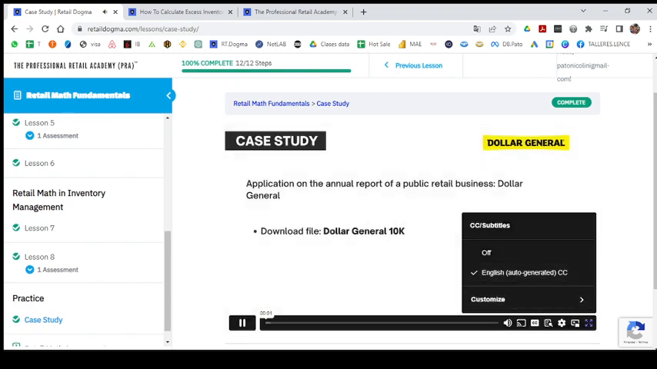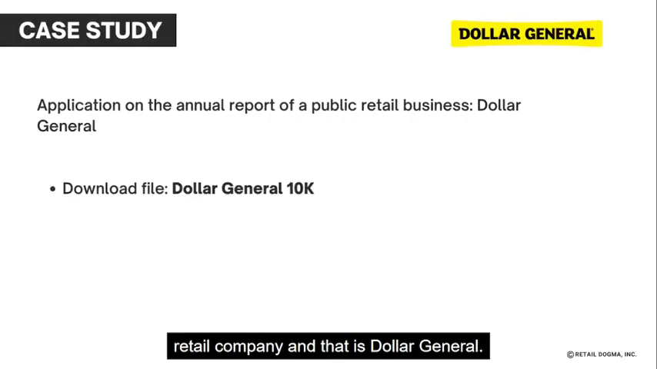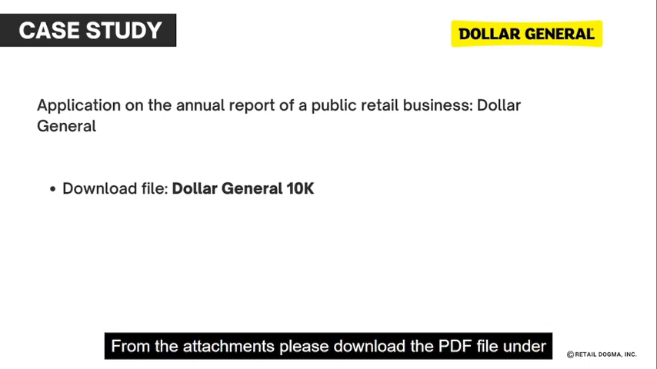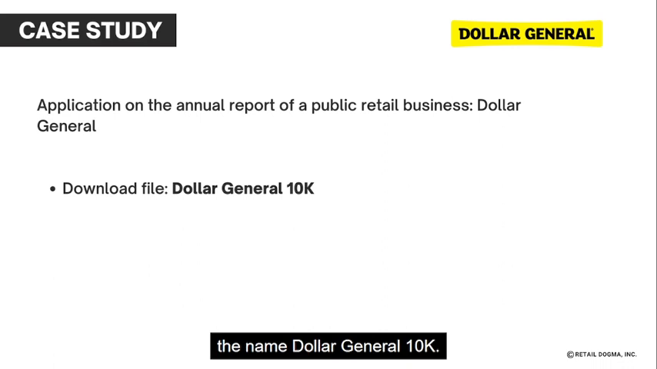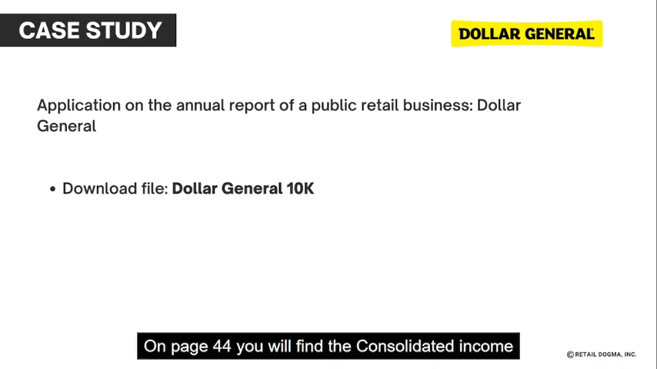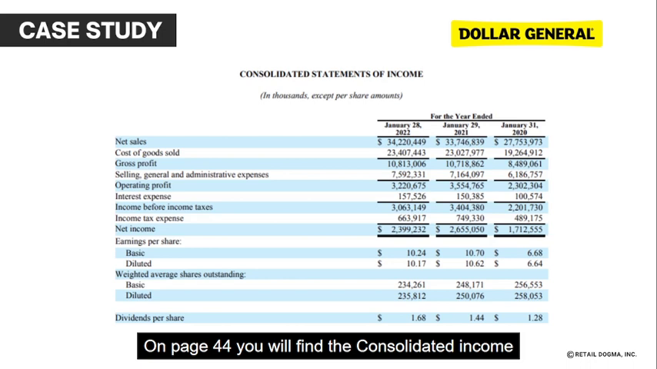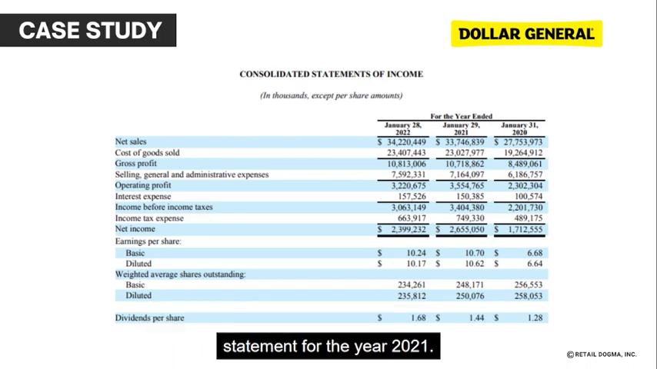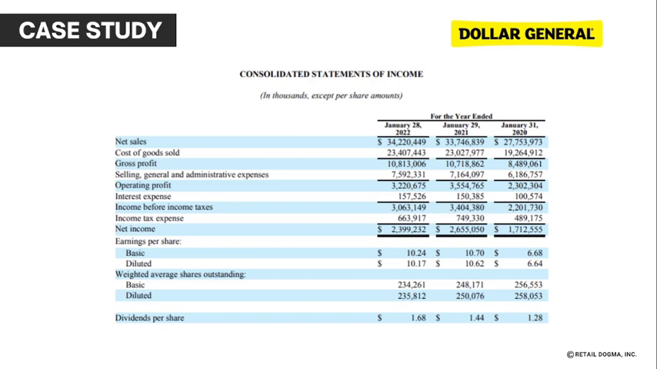In this segment, we are going to apply what we've learned on a public retail company, and that is Dollar General. From the attachments, please download the PDF file under the name Dollar General 10K. On page 44, you will find the consolidated income statement for the year 2021. It has been reported on Jan 2022.